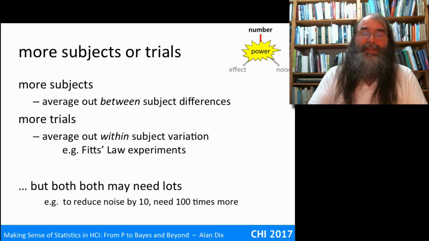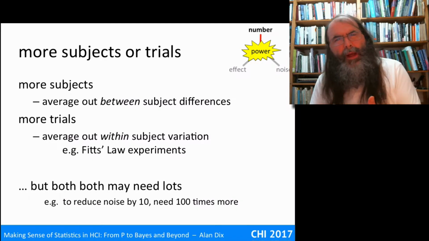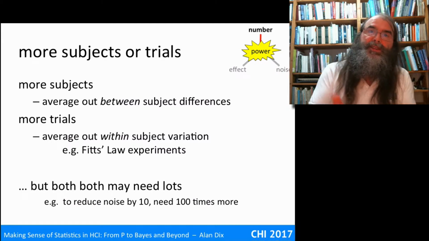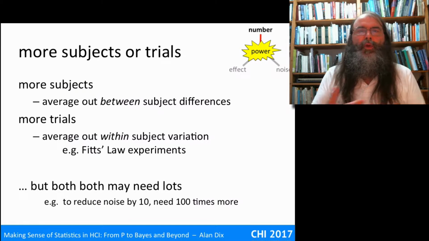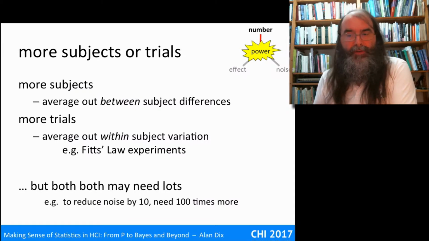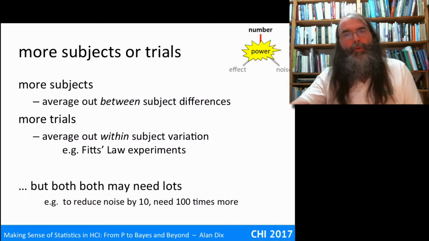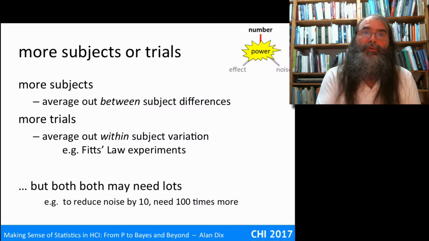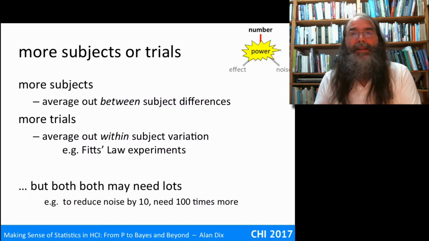Another thing we might do is keep the same number of people, but just do more trials. This works particularly well with things like physiological experiments, so perhaps a Fitts law experiment, where in some ways each person behaves relatively similarly, but each time they do the same thing, they might do it differently. With the Fitts law experiment, you get them to click again and again and again at a target, moving. In fact, the original Fitts experiment was done with relatively few people, but with huge numbers of trials for each person. You notice both these effects are about increasing number.